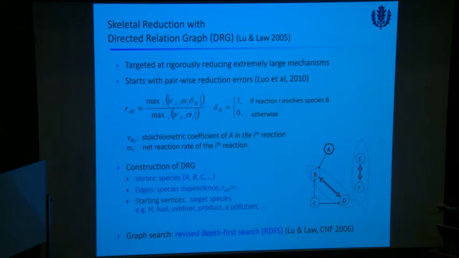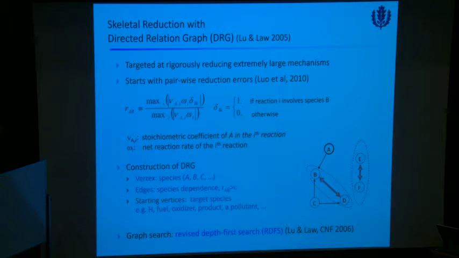If R_AB is larger than epsilon, there is an edge in the graph. So the graph construction is based on your error tolerance. Once you specify the error, you can have a graph. Once you have a graph, you can easily find who needs to be retained in the skeletal model.